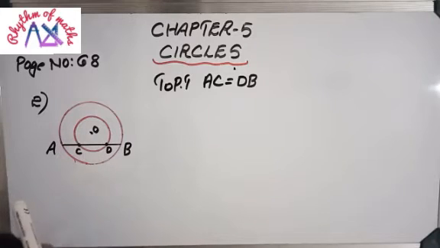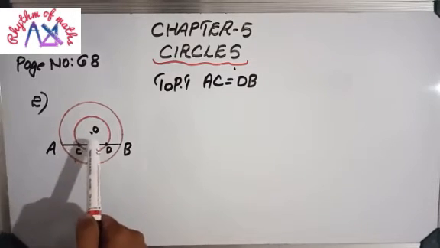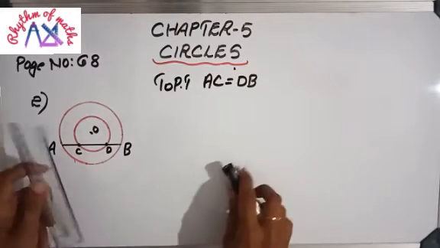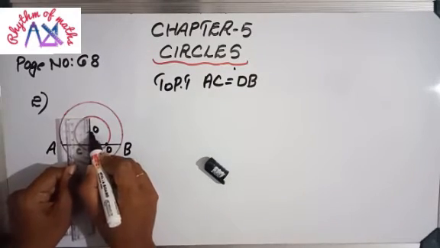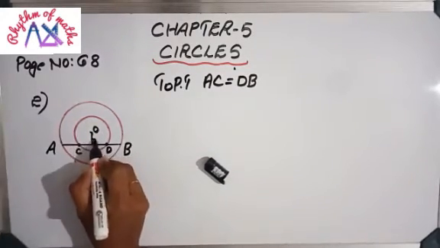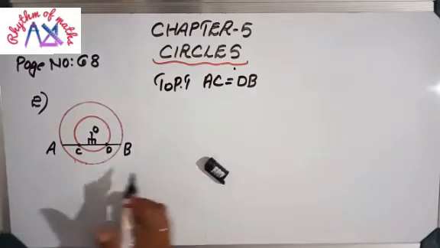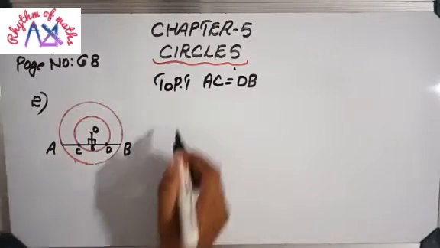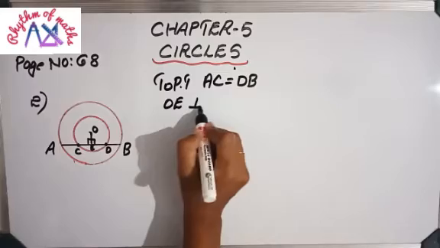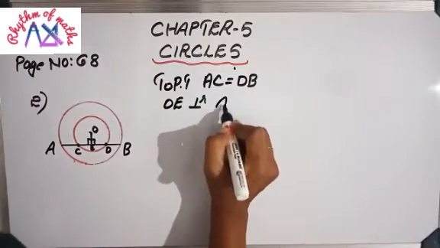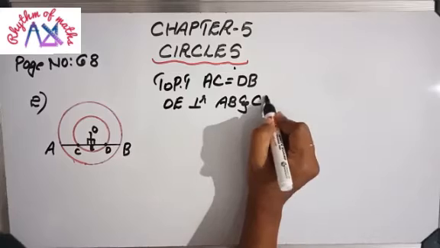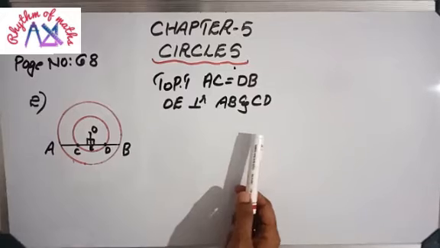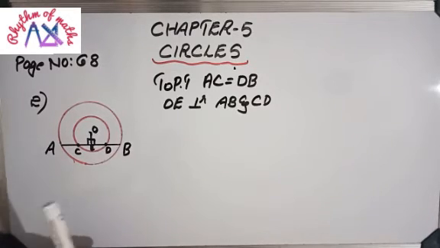If we draw a perpendicular 90-degree line, that line will divide the chord into equal halves. So first of all, let's draw a perpendicular 90-degree line. Let's mark the point as E. So OE is the perpendicular to AB and CD. For both chords, OE is the perpendicular, so OE will divide both chords into equal halves.